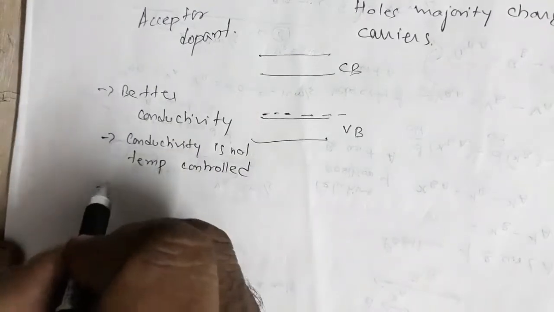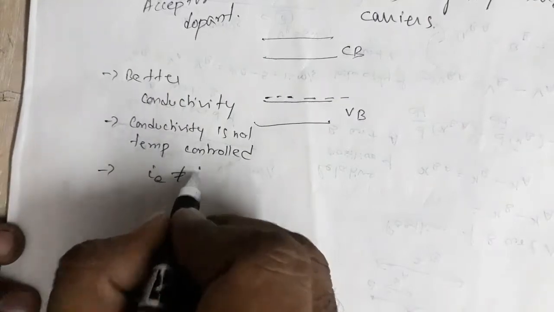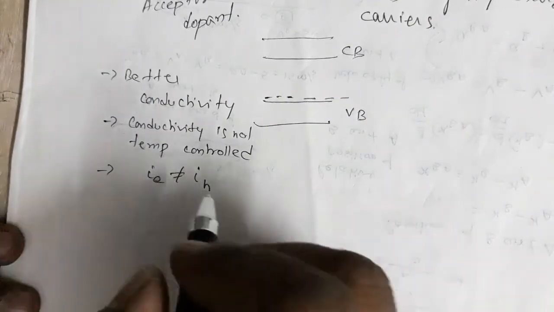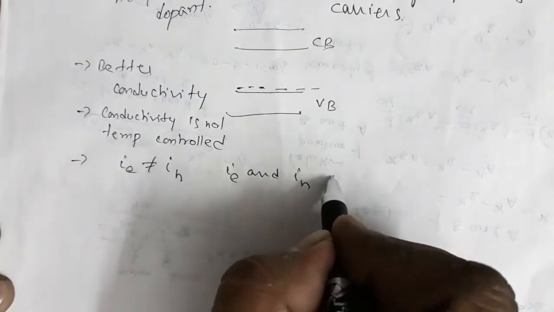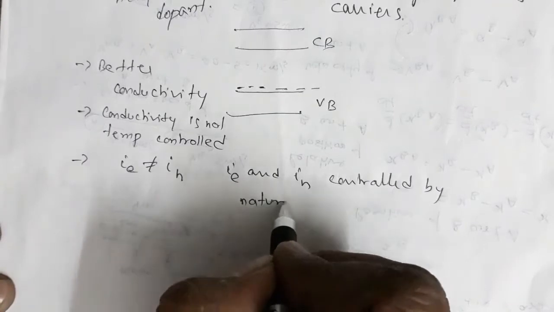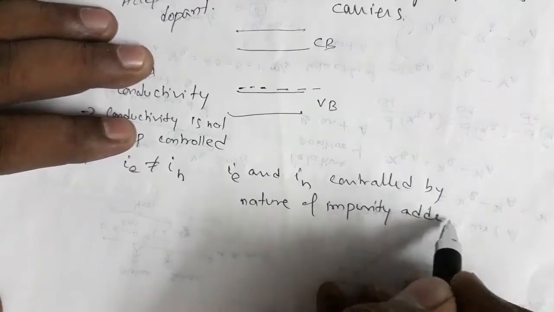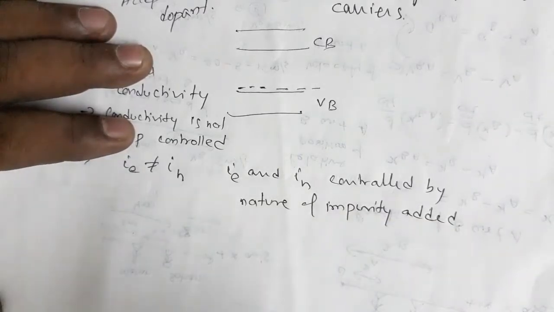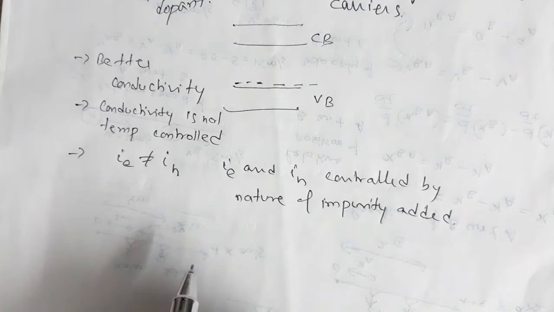So here, in both cases, whether it is p-type or n-type, IE is not equal to IH. IE and IH are controlled by the nature of the impurity added. So it is for all these reasons that extrinsic semiconductors are preferred for making electronic devices.